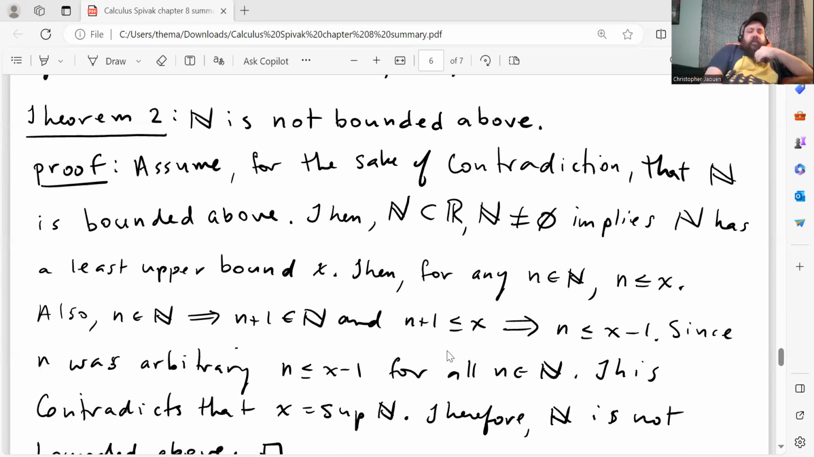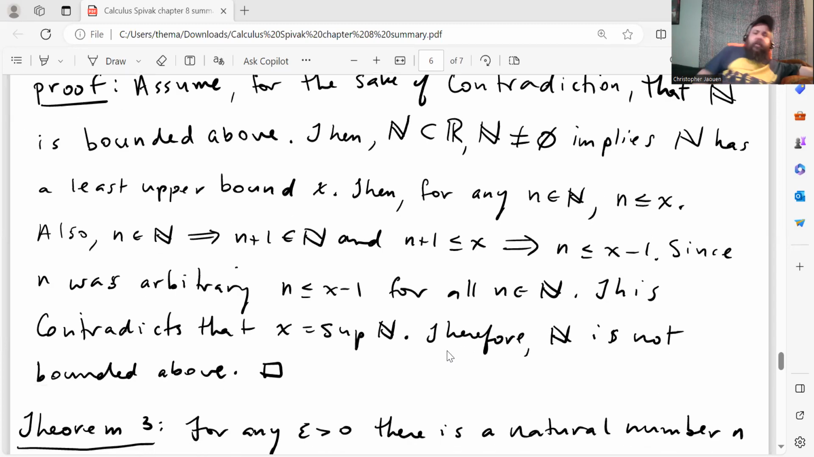So assume, for the sake of contradiction, that N, if you remember, that fancy N means the set of natural numbers, just to remind you, in case you've forgotten. Assume that N is bounded above, then the fact that N is a subset of the real numbers, and N obviously is not empty, because, for example, it contains the number 1, implies N has a least upper bound x. Then for any n in the natural numbers, that would mean that n is less than or equal to x, right? If x is the least upper bound, then all integers have to be less than or equal to that number. Also, n in N implies that n plus 1 is in N.